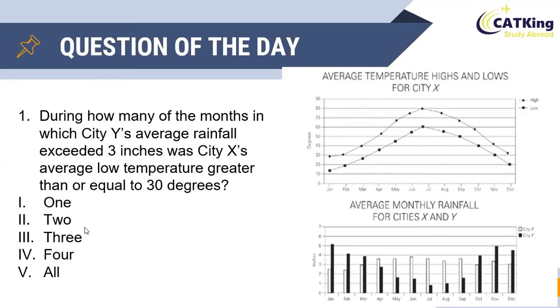Now we are asked to find during how many months the city Y average rainfall exceeded 3 inches and city X average low temperature was greater than or equal to 30 degrees.